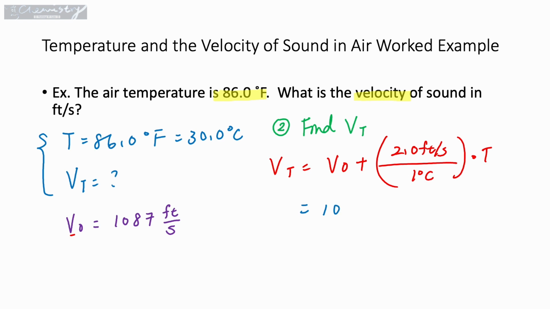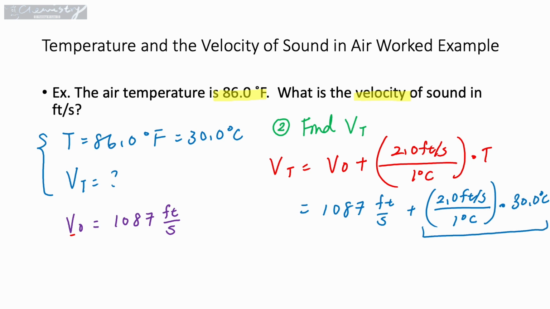So over here we have 1087 feet per second plus 2.0 feet per second divided by 1 degree Celsius multiplied by the temperature, which is 30.0 degrees Celsius. We're going to need to do the multiplication first. So again, we start by writing down the number part: 2 divided by 1 times 30, and that is going to give us 60.